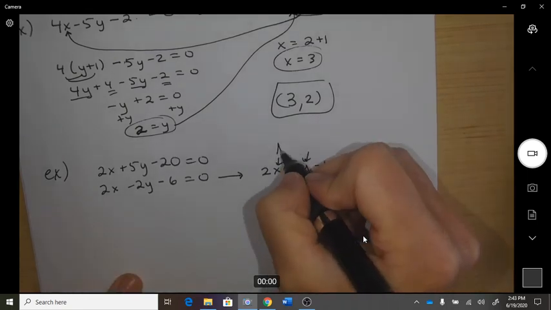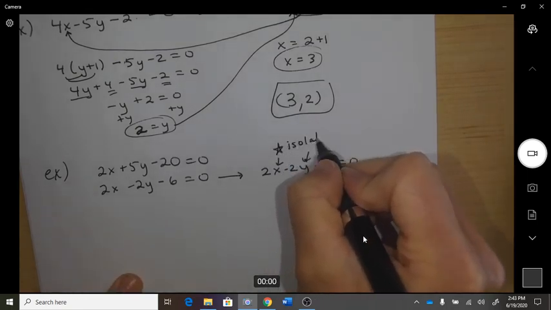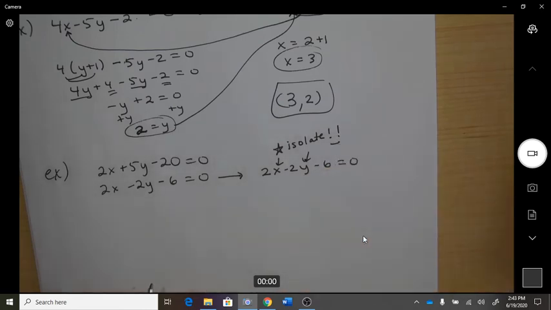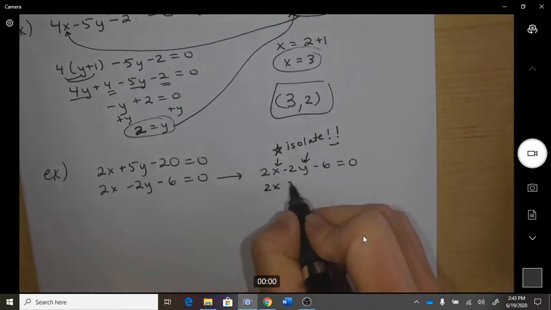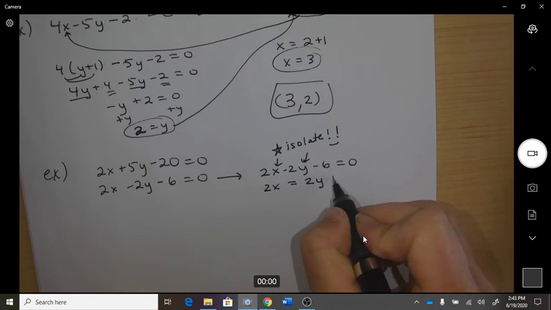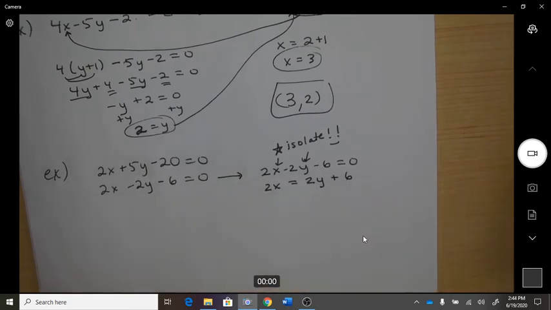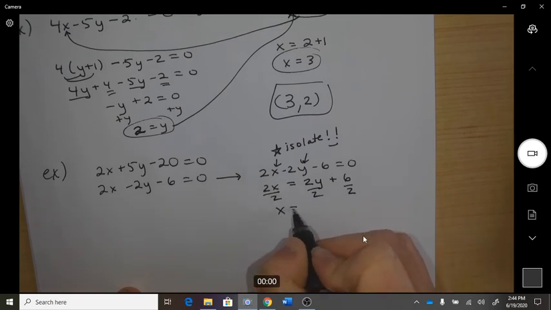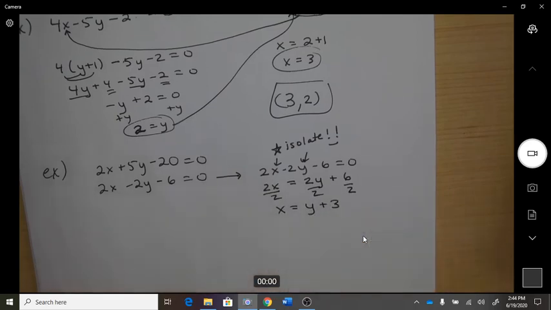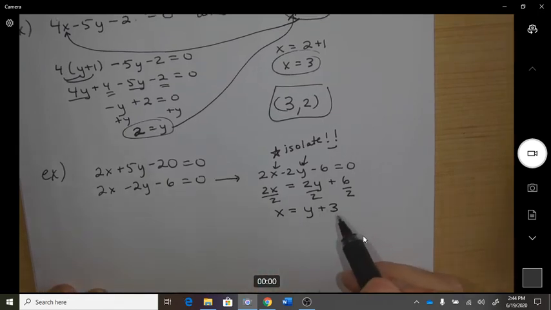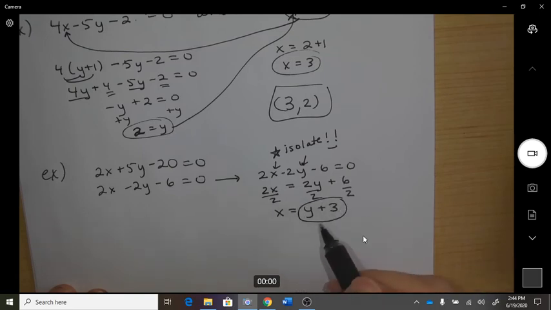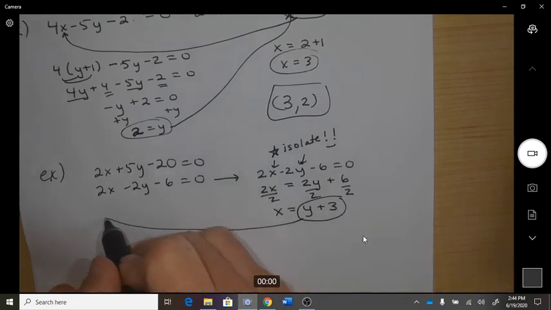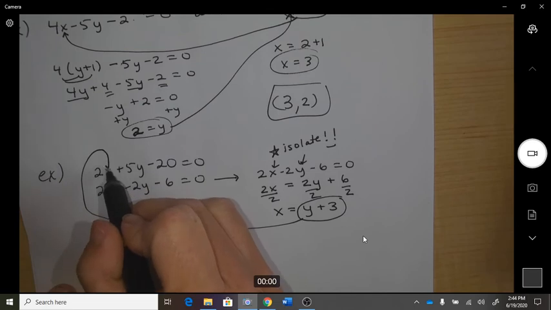So let's pick this one. Isolate. So how do you do that? You move the y term over, you move the number over. Then I need to divide everything by 2, and then I have something all alone.